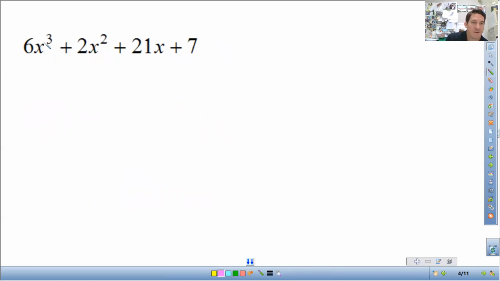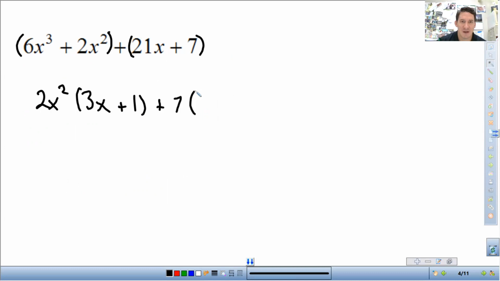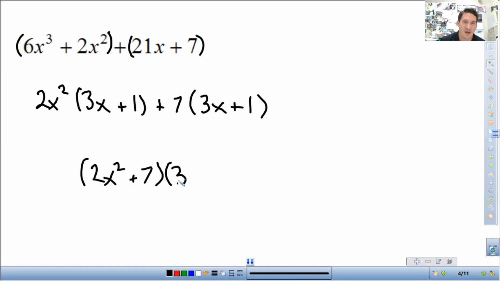Group the first 2 terms, last 2 terms. What's the greatest common factor between 6x cubed and 2x squared? That's going to be 2x squared, and I'm left with 3x plus 1. Greatest common factor between 21x and 7 is 7. I'm left with 3x plus 1. Now regroup the terms on the outside. So 2x squared plus 7, and then 3x plus 1.